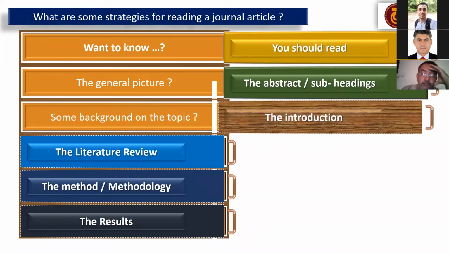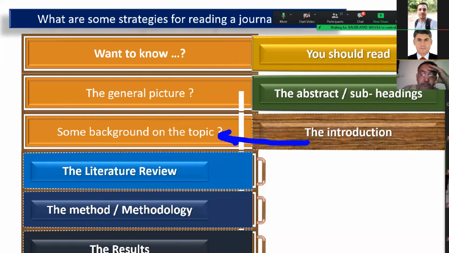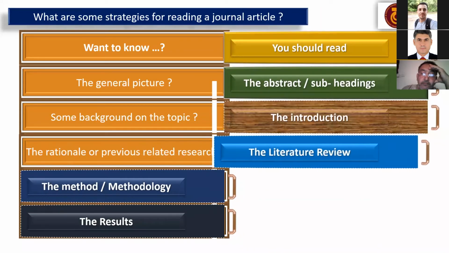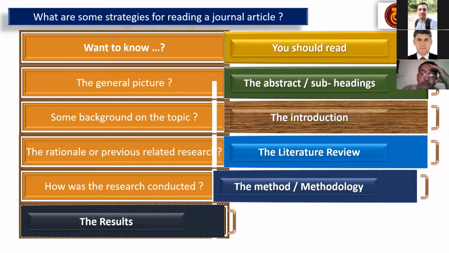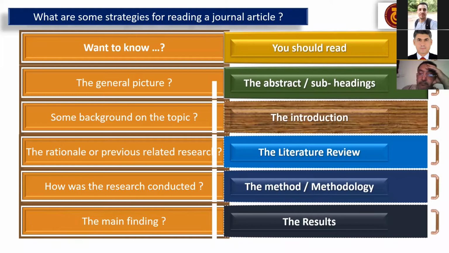So if you need some background on the topic, you must go back to the introduction. You must read the introduction. From the introduction, we can collect some background on the topic. From the literature review, we can find the rationale or previous related research. From the method or methodology, we can find how the research was conducted. From the result, we can find the main findings.